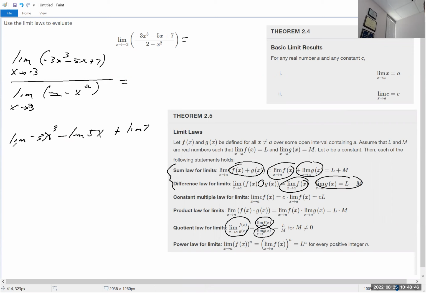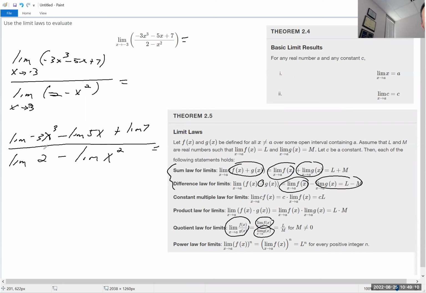For saving time and space, I'm going to leave that out. And then I've got this one. I'm going to use the difference law for limits. So it's the limit of 2 minus the limit of x squared.